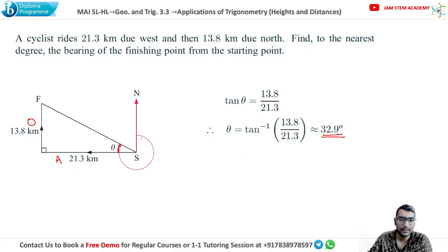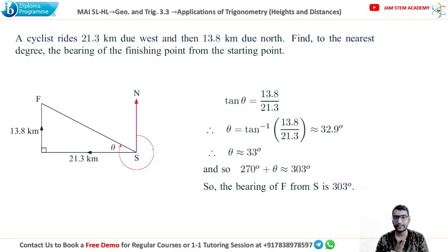Now as I said, what is this total angle? Up to here it was 270 degrees, right? 270 plus 32.9 gives me 303 as the bearing of the final position from the starting position. It's in 3 digits. That is the answer. Next, one more question.